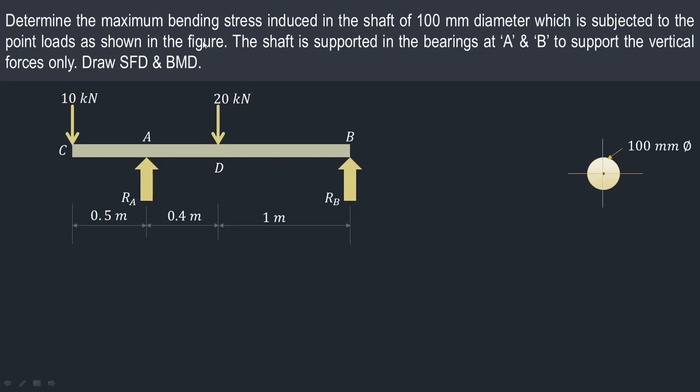Now, we have to find out the maximum bending stress induced in the shaft of 100 mm diameter. So, the cross section of this beam is circular and the diameter is 100 mm. The shaft is supported in the bearings at A and B.